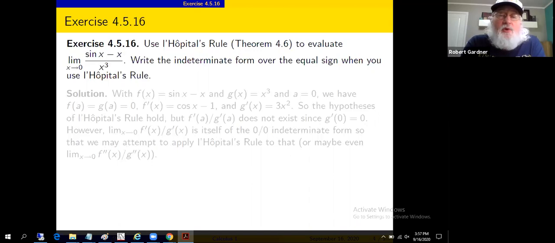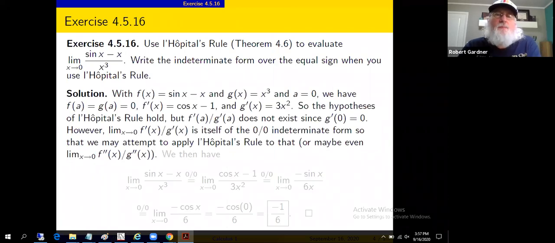Another standard L'Hopital's rule question. Evaluate this limit, indicate the indeterminate form. X approaches 0, that denominator certainly approaches 0, that numerator approaches sine 0 minus 0, 0. It's a 0 over 0 indeterminate form. So we can introduce functions representing the numerator and the denominator. Need to do that to find their derivatives, really.